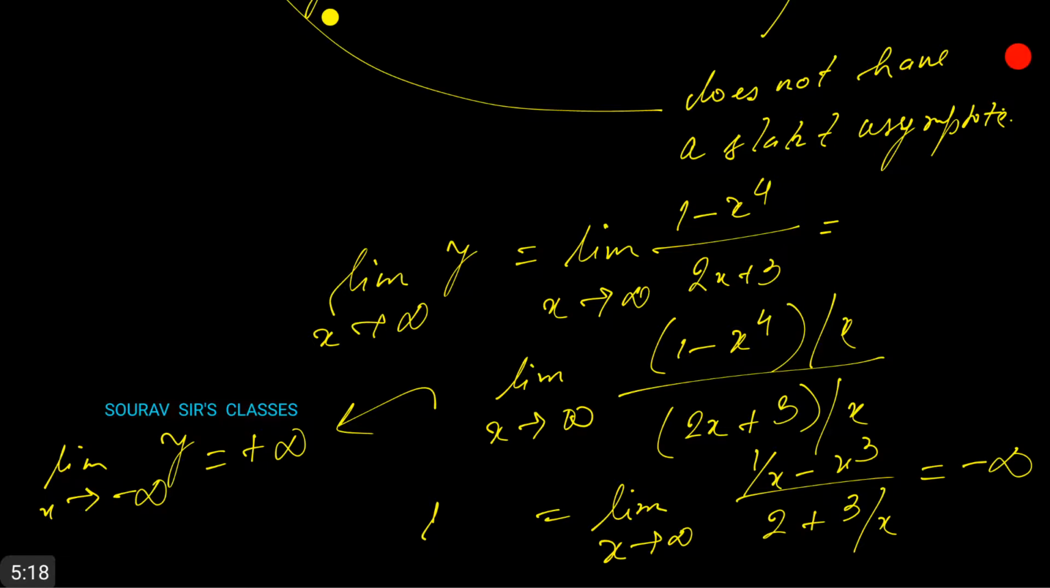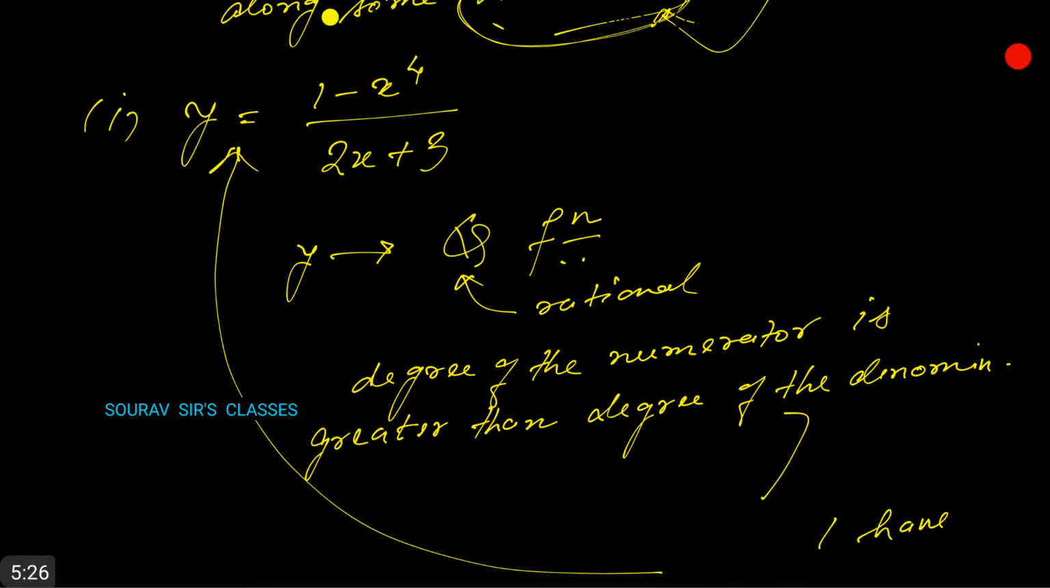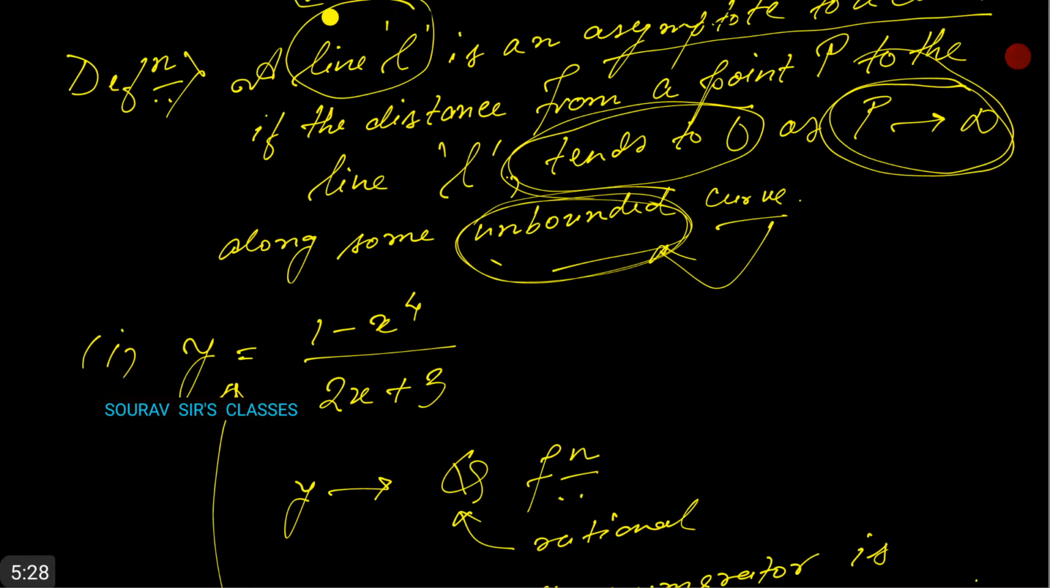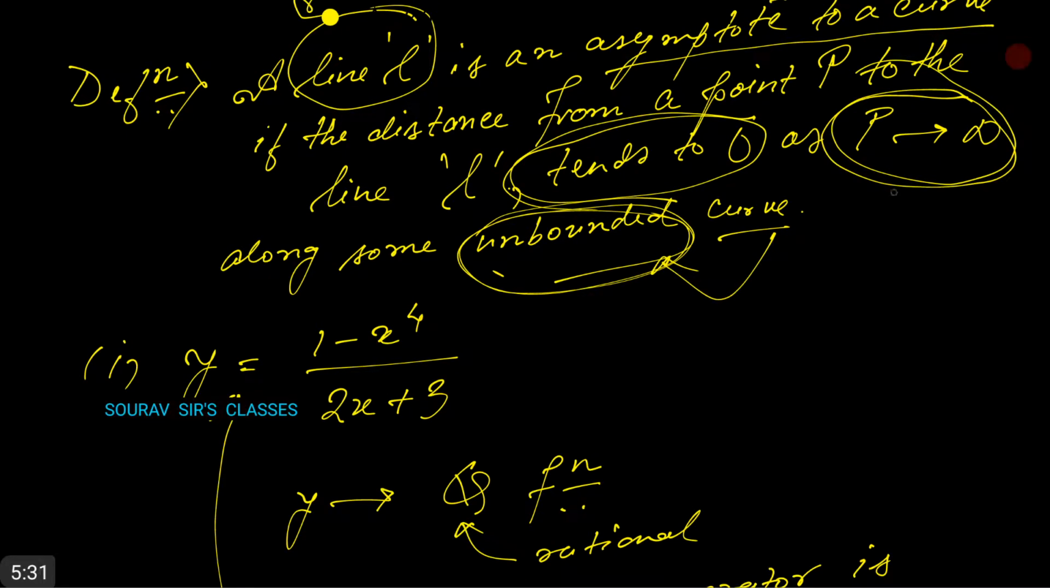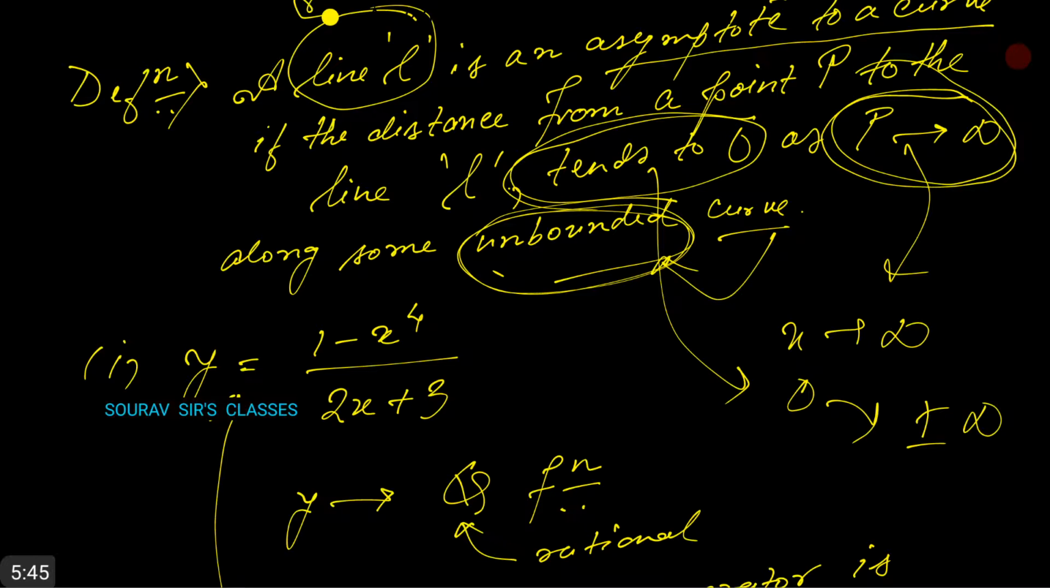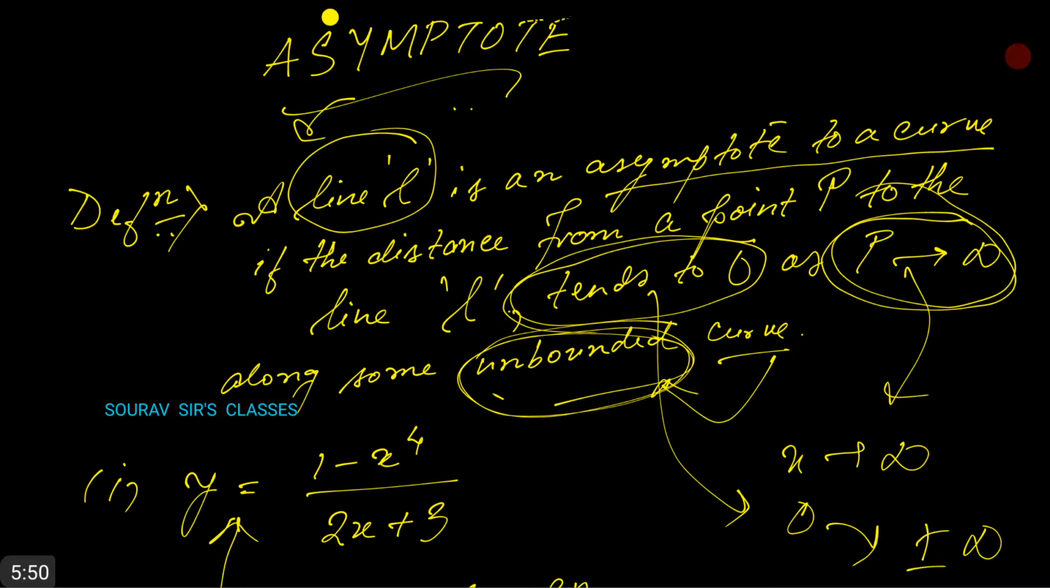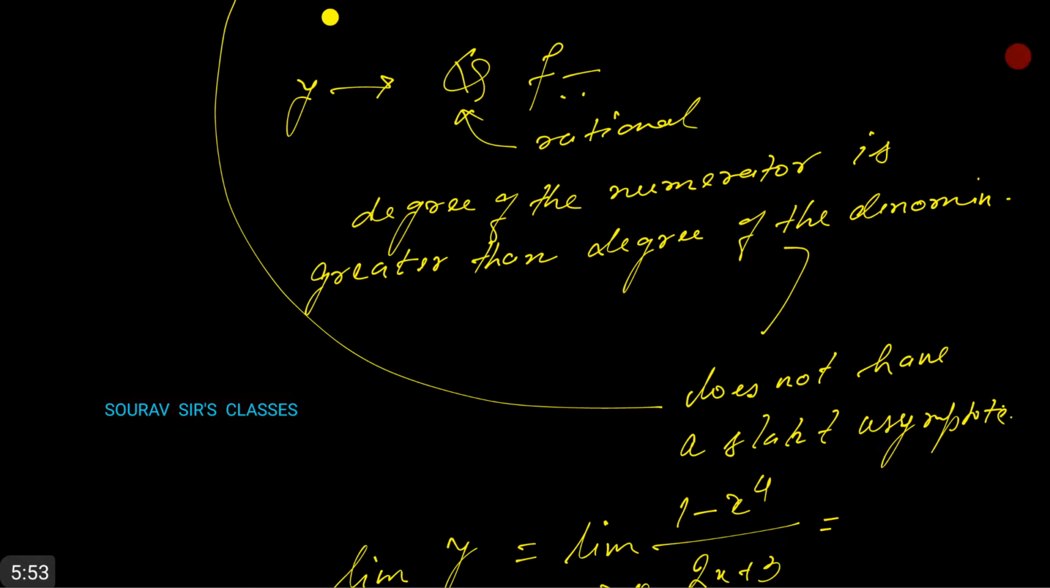So this does not have an asymptote. Let's look at the definition again: as P tends to infinity, that is x tends to infinity, the distance from the point has to tend to 0, but here we have the distances as plus minus infinity, which is not possible for an asymptote. Let's just move on to one more short problem.